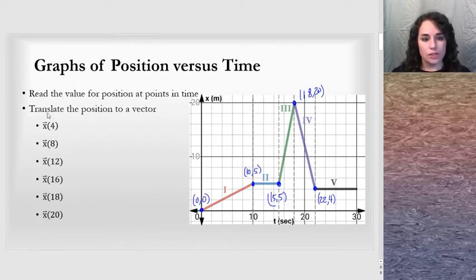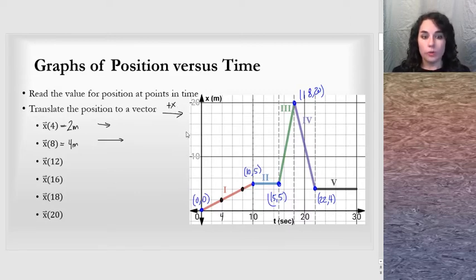So, it says translate the position to a vector. If I have x of 4, that means what is the position at 4 seconds? And I can write that out. Here's 4. At that place, there's 2. It's 2 meters away, and I can represent that with a vector, 2 meters. Okay, 8 seconds. Oh, that's a nice number there, 2, 4. It must be 4. We're at 4 meters, and this vector is twice as long as the previous one. And inherently, I defined positive to the right as positive x.